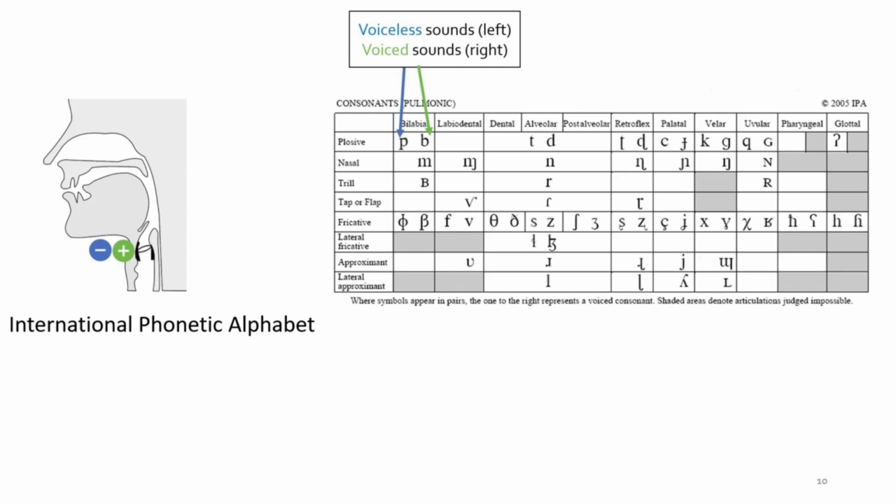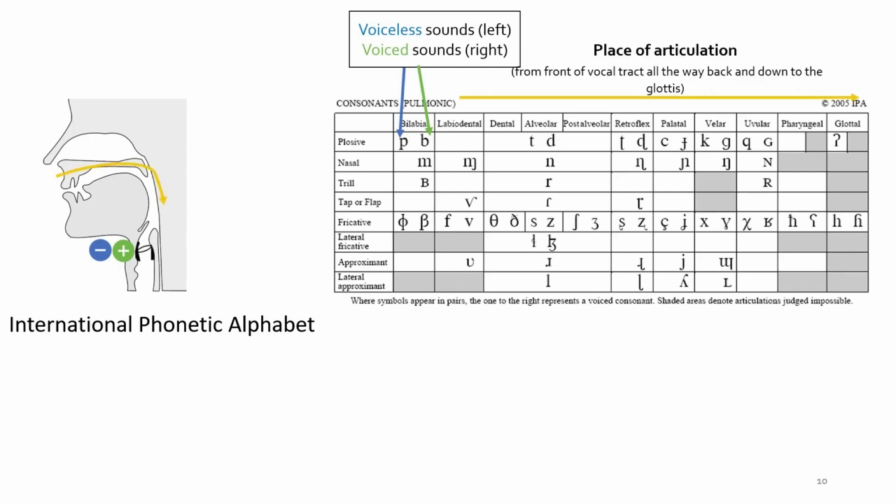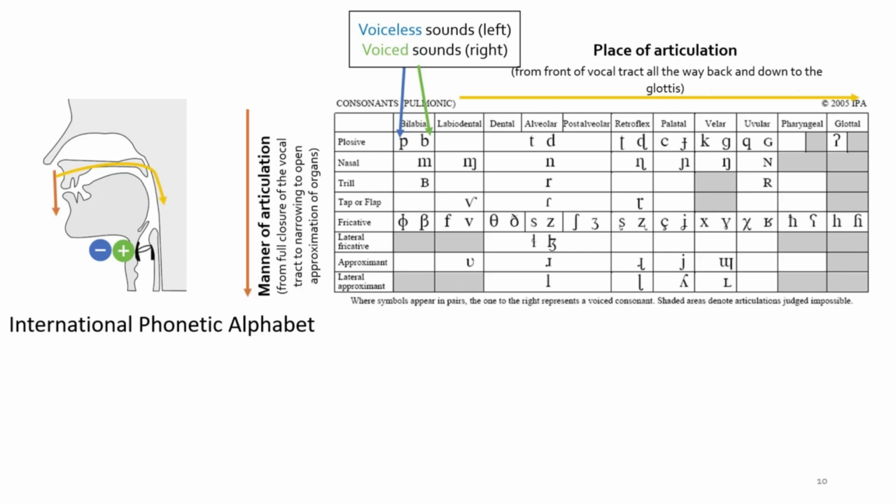Voiceless sounds on the left, voiced sounds on the right. The place of articulation is the horizontal distribution. So basically all the way from bilabial on the lips, all the way down to glottal, actually down the glottis. So the chart follows the whole journey from your lips all the way down to the glottis.